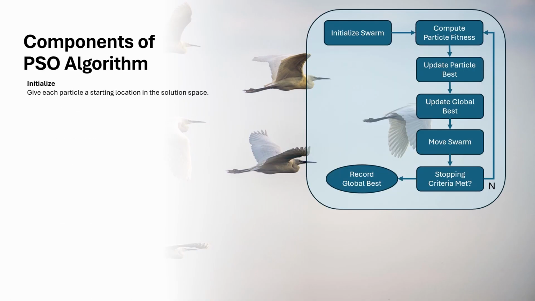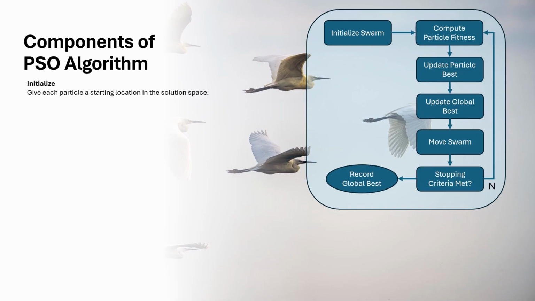Here's a flowchart of how the PSO algorithm works. We can think of this type of algorithm as guess, test, and repeat, but there is logic to the progression rather than random exploration. To begin, we need to initialize the swarm. That is to give each particle a starting location in the solution space.